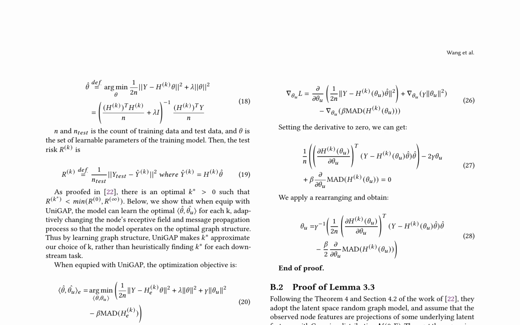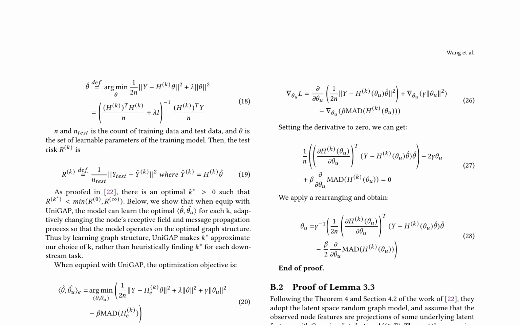To find the optimal graph structure, they propose an optimization objective combining learnable GNN model parameters and the optimal upsampling matrix, theta and theta_u respectively. Deriving update rules for theta and theta_u from the Lagrangian forms, taking derivatives with respect to theta and theta_u and setting them to 0, yields the optimal solutions. This approach determines the learnable parameters and the upsampling matrix that constitute the optimal graph structure.